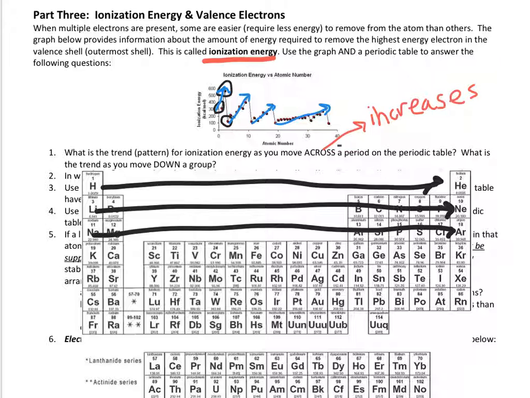Now, as you go down a group, you have to take a look and see what numbers I should look at going down a group. Well, let's just do the first group, for example. So that would be looking at dots 1, 3, 11, and 19. Okay, so here they are, 1, 3, 11, and 19. What happens? Well, it goes down. So down a group, the ionization energy decreases. Okay. Ionization energy decreases.